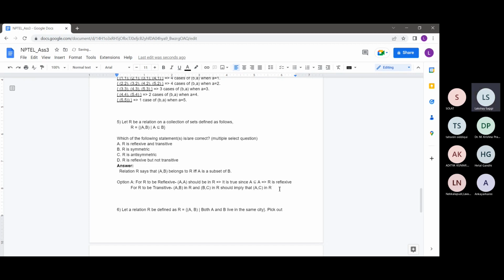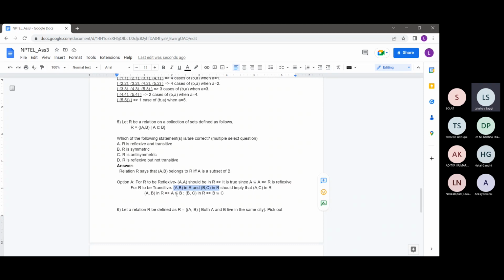So let's just check. Let's take two sets, (A, B) in R. This implies that A is a subset of B. And similarly, (B, C) in R implies that B is a subset of C. Right, guys? So basically, we need to check that if these two conditions hold, then this should hold. So I'm just saying what happens when these two conditions hold.